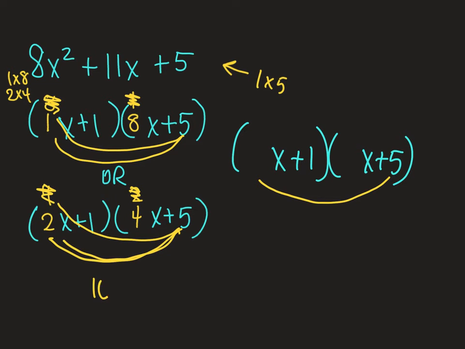5 times 2 is 10. 4 times 1 is 4. 5 times 1 is 5. 8 times 1 is 8. Do you see which one makes 11? The top one. So I have a 1 here and an 8 there. You don't really need this one, but you do need the 8.